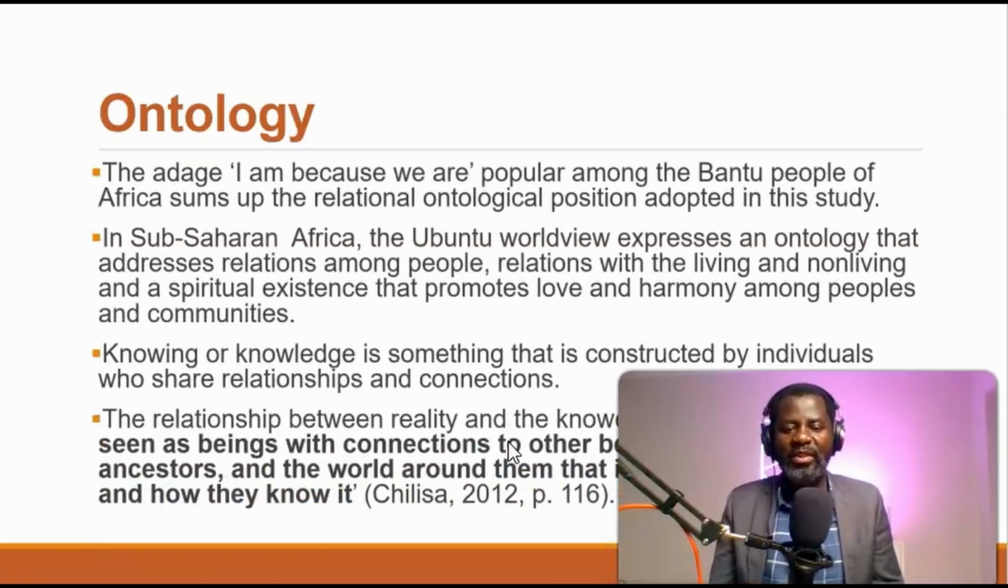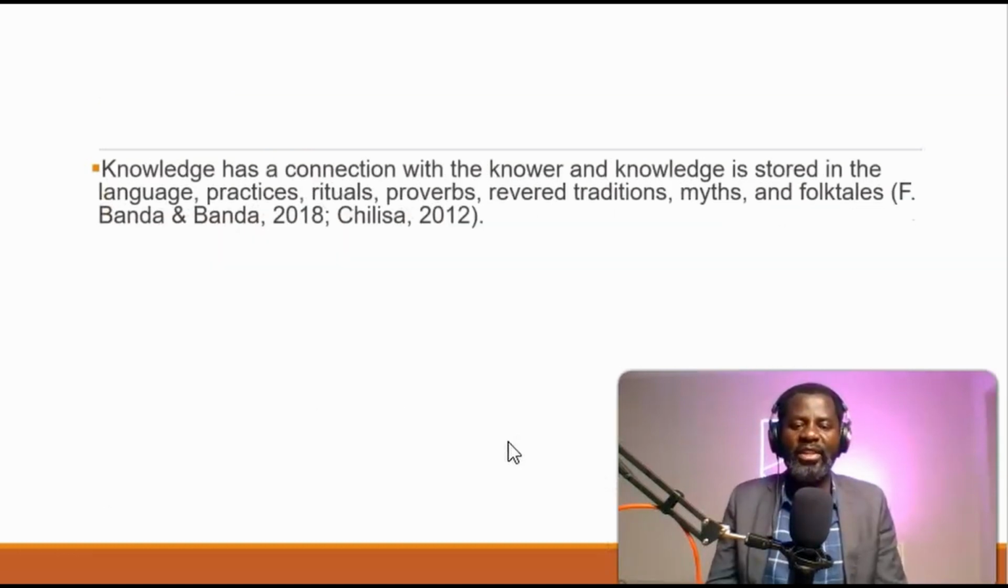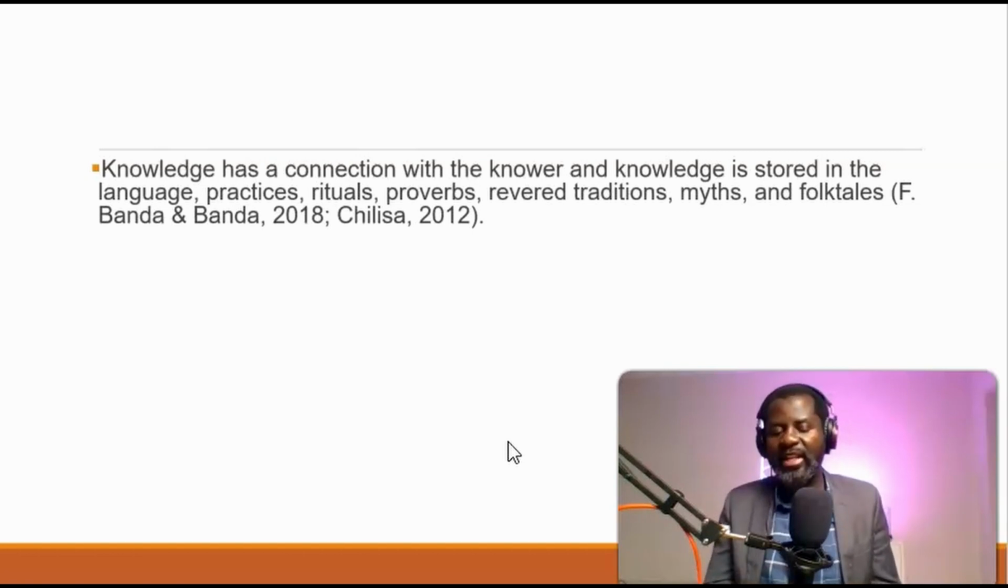The relationship between reality and the knower is that knowers are seen as beings with connections to other beings, the spirits of the ancestors, and the world around them that inform what they know and how they know it. Knowledge has a connection with the knower, and knowledge is stored in the language, cultural practices, rituals, proverbs, revered traditions, myths, and folk tales. The use of language perpetuates what an African person knows and how he comes to know about it.